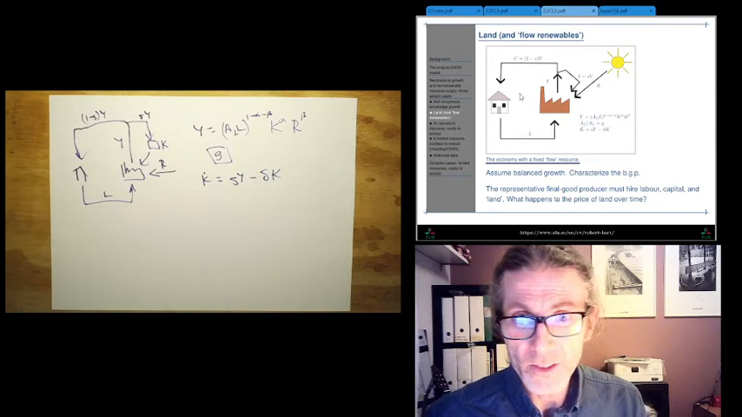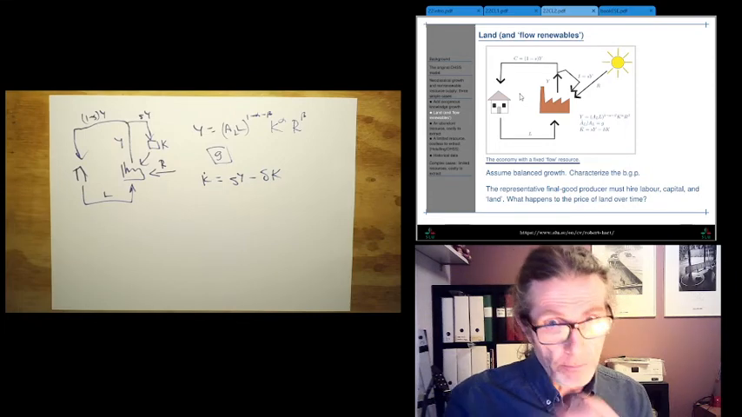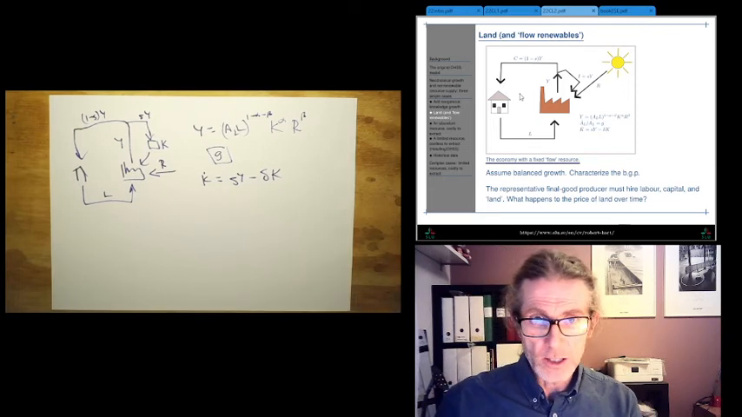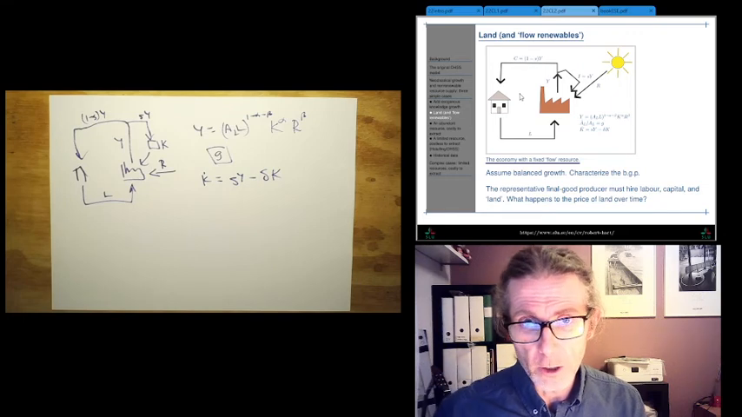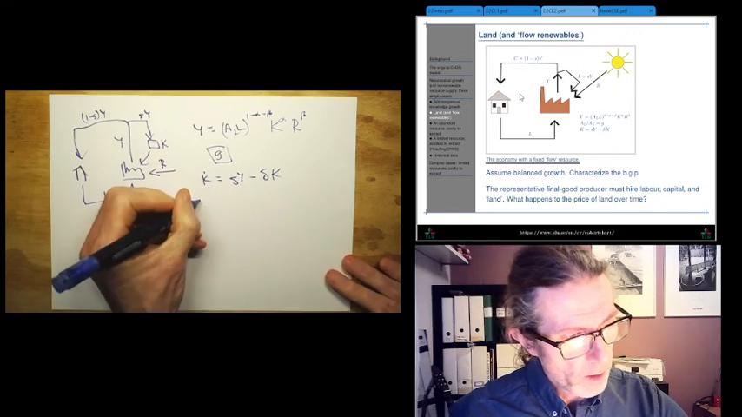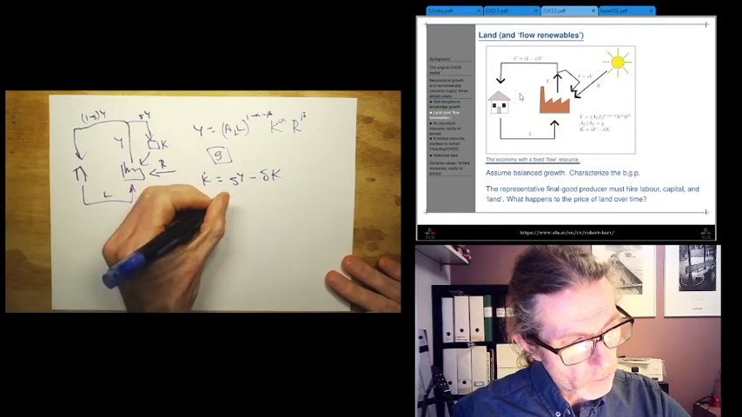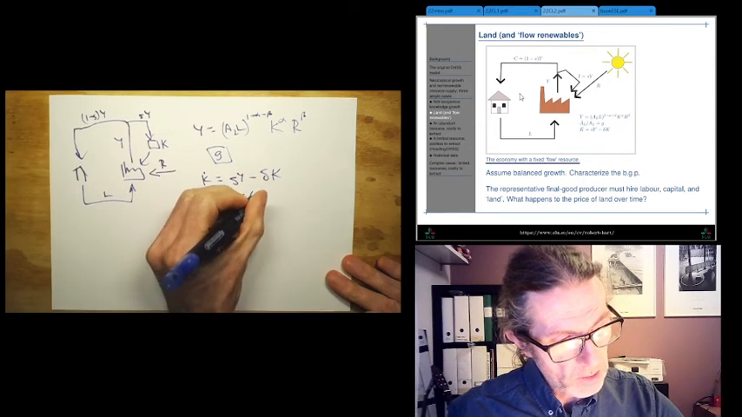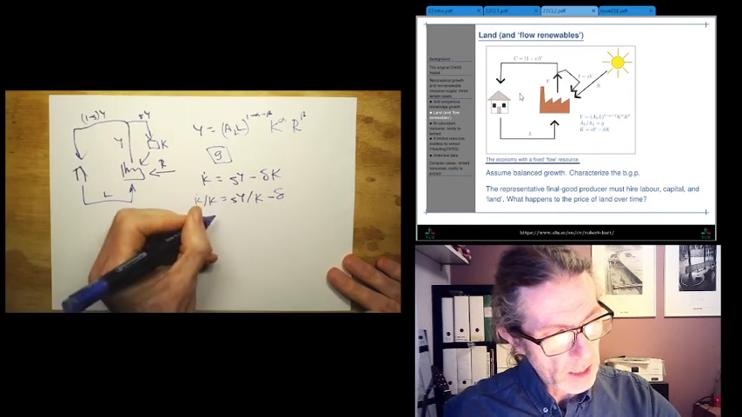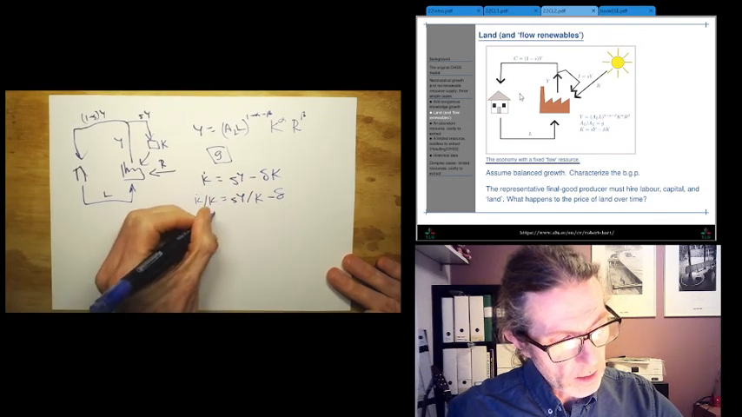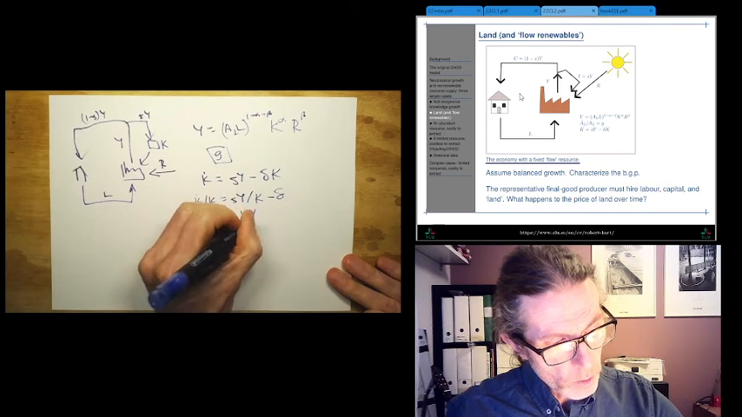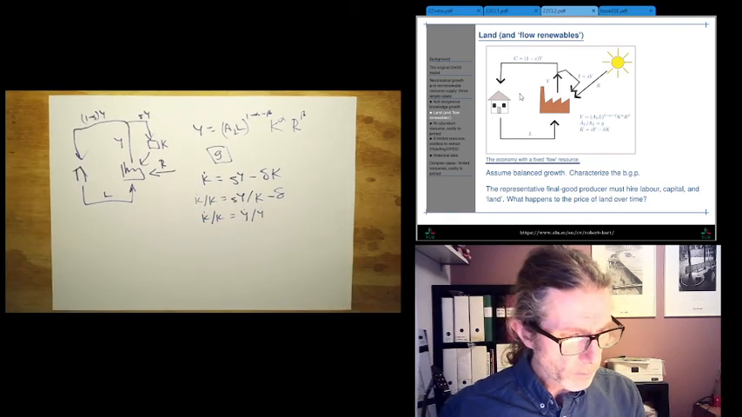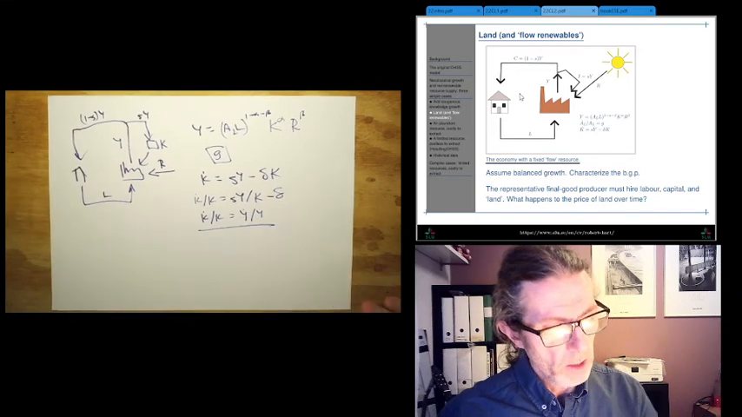What difference does that make? Let's see. As usual, we're not interested in transition paths and so on. We're interested in the very long run balanced growth. Balanced growth, K dot over K is constant, but from here we have K dot over K is sY over K minus delta. So that tells us that K dot over K and Y dot over Y must be the same because this is constant. Okay, so we got that result.